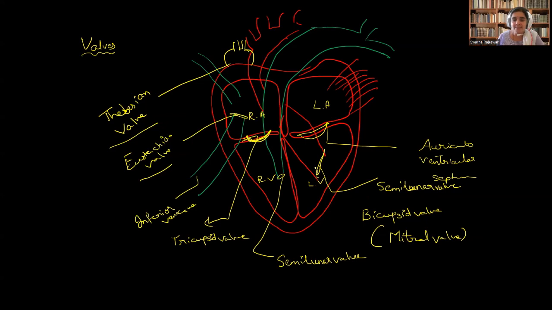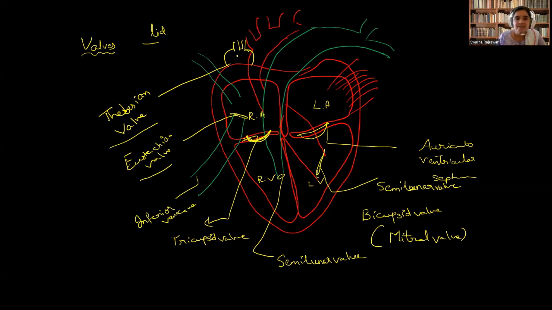Semilunar valves are present near the pulmonary artery as well as the aorta, and the bicuspid valve is present near the auriculoventricular septum between the left auricle and the left ventricle, whereas the tricuspid valve is present near the auriculoventricular septum between the right auricle and right ventricle. So these are all the valves which are present. We know that these valves are nothing but lid-like structures which prevent the backflow of the blood.